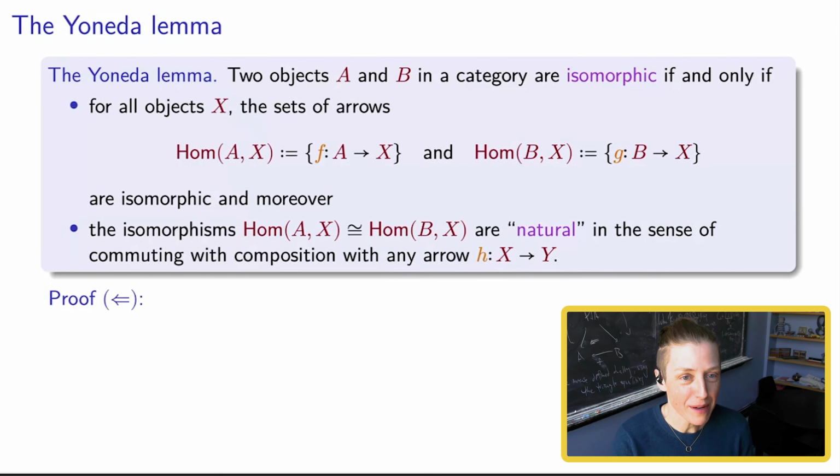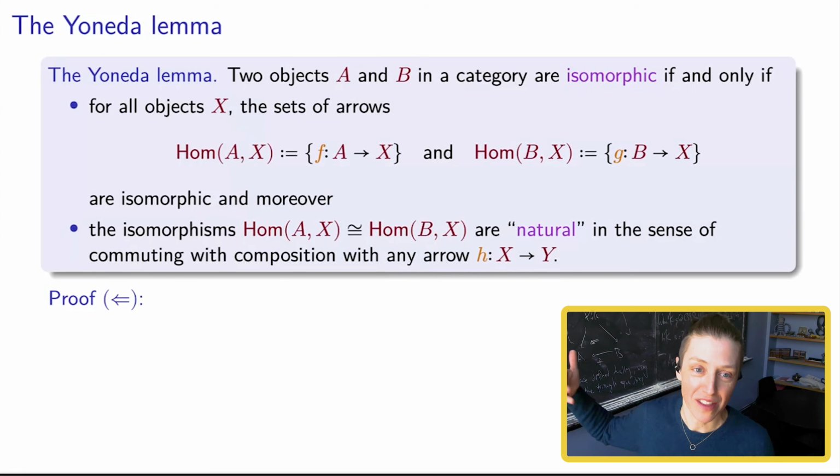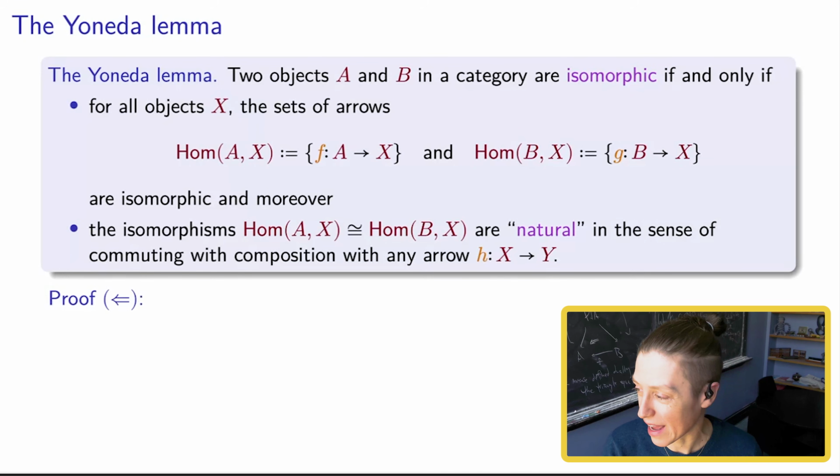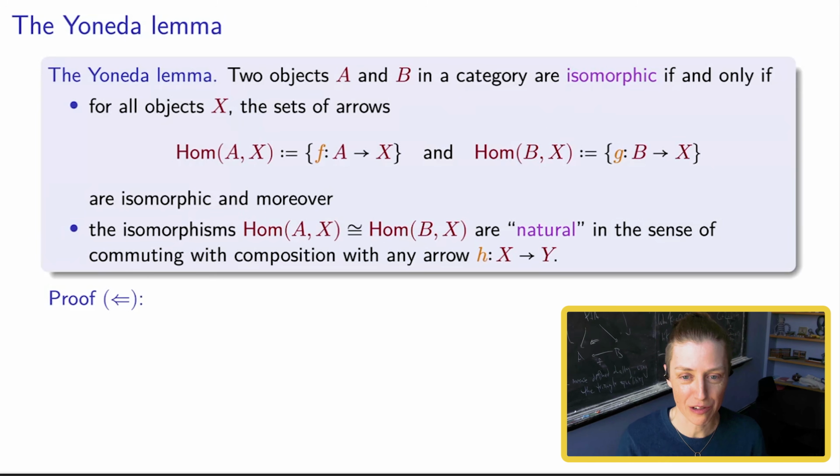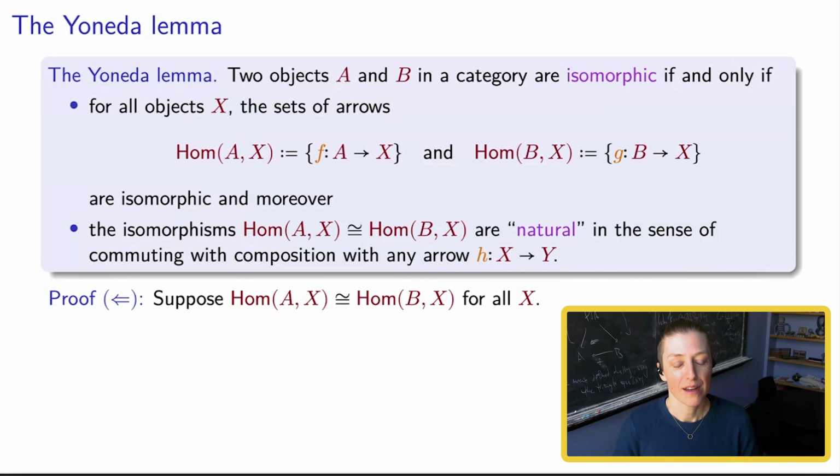Okay, so the statement here is actually an if and only if. If my objects are isomorphic, then I get this natural bijection. If I have this natural bijection, then I have an isomorphism between the objects in the category. We're only going to use one direction of this result, so I'm only going to discuss one direction of the proof. So the goal is to construct an isomorphism between A and B. What we have is this natural bijection. How do I get an isomorphism from A to B? So what I'm assuming is that I have this natural bijection between arrows from A to X and arrows from B to X for any X.